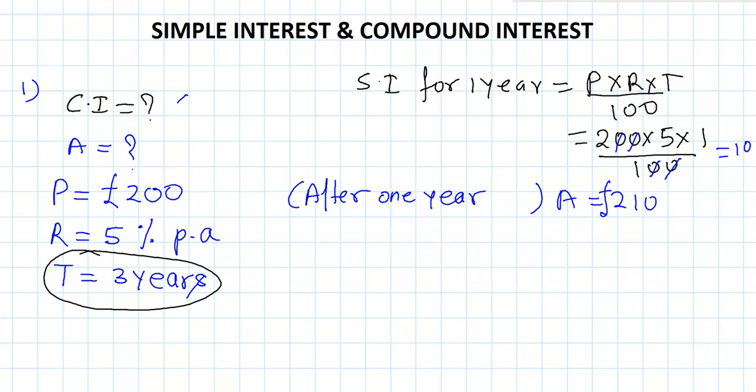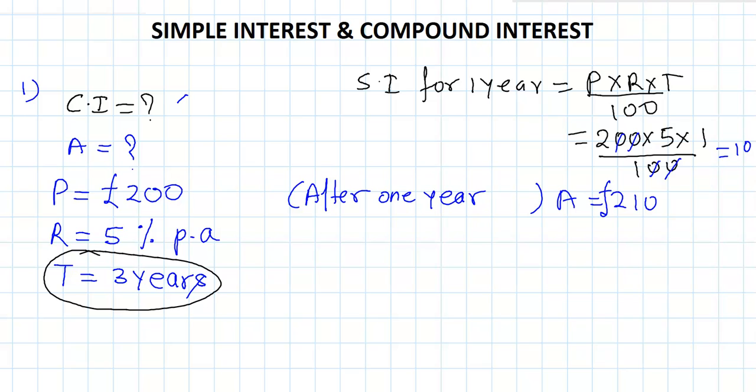Yes, Rehan? So you're saying when you take out the interest for 1 year, it's 210. Does the person put it back in the bank or not? Yeah, because you have deposited 200 pounds in a bank. 10 pounds is interest. After 1 year, how much money do you have in the account? 210. So for the second year, the bank is going to pay interest on 210 pounds, not on 200 pounds.